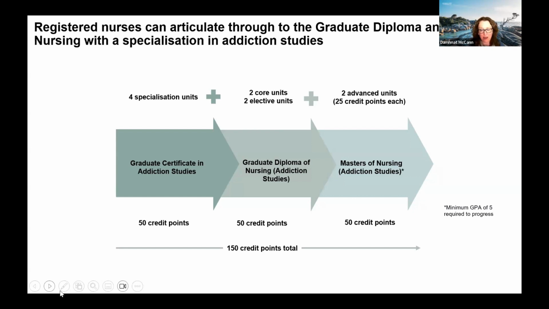You do need a GPA of 5 to be able to progress through to the master's. So that's just something to consider if that's the journey that you think you are on. You do need to have that GPA. You can enrol directly into a graduate diploma of nursing addiction studies if you're a registered nurse, but you cannot enrol directly into the master's. You have to do the graduate diploma first.